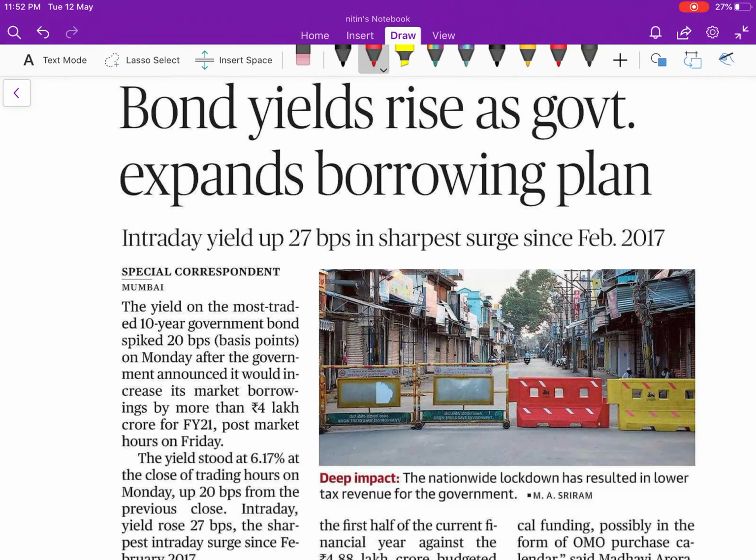Next topic from the economy part is bond yields rise as government expands borrowing plan. In the COVID situation, economic activities are not happening, and the government has to spend a lot. The government revenues have plummeted, but the expenditure has risen as people are not getting employment. So the government has to raise its expenditure. The earlier borrowing cannot meet the expenditure plans of the present situation, so the government has expanded the borrowing plan.